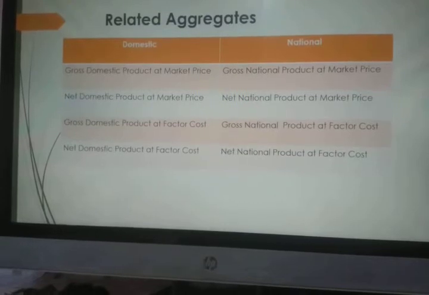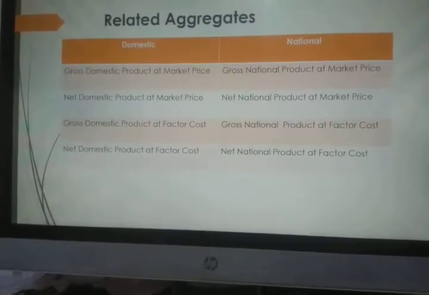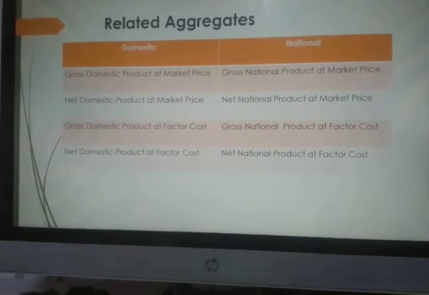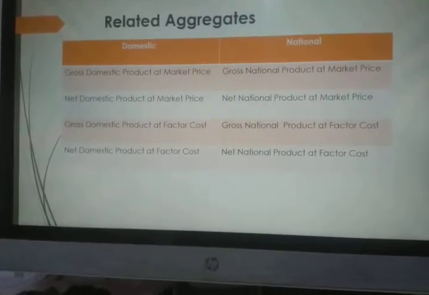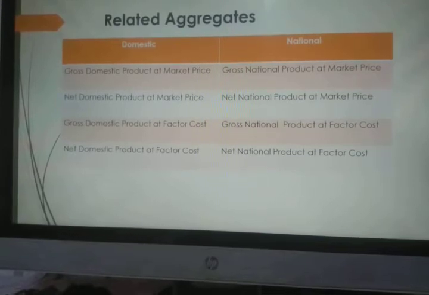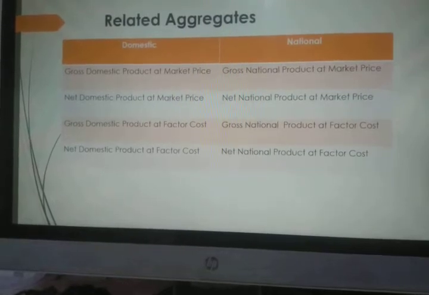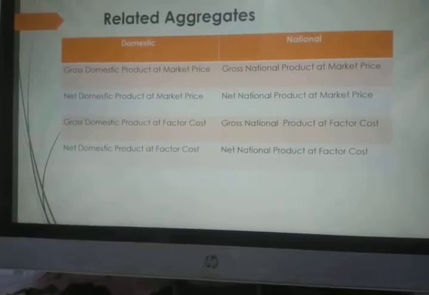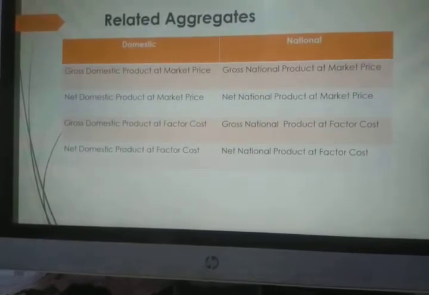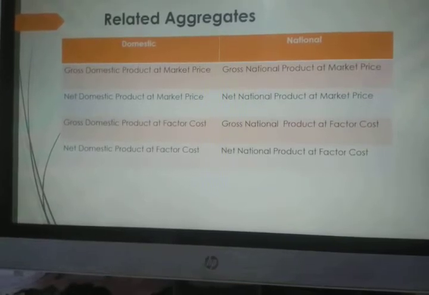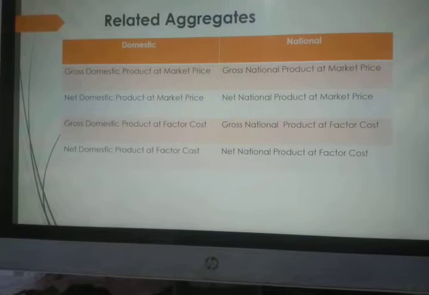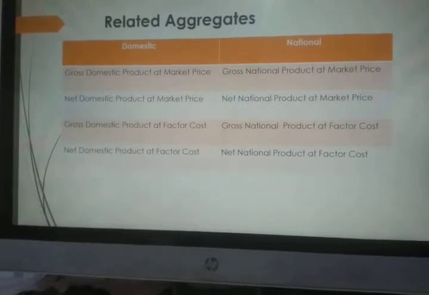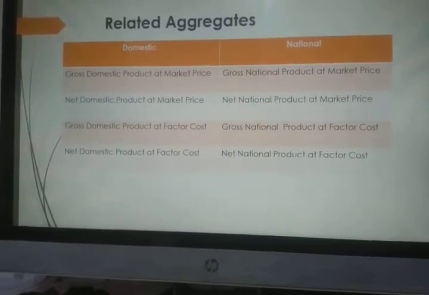First, I'll take the domestic. The first one is gross domestic product at market price. Second is net domestic product at market price. Third is gross domestic product at factor cost. And last is net domestic product at factor cost, which you call domestic income. On the national front, again we have four. The first one is gross national product at market price. Second is net national product at market price. Third is gross national product at factor cost. And last is net national product at factor cost. That is what you call national income.